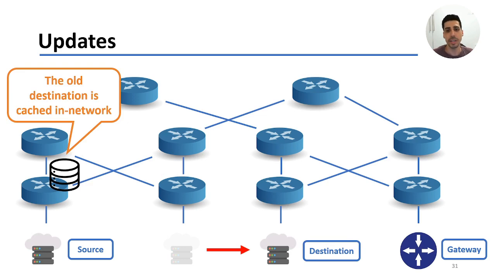Now, let's talk about updates. When a VM is migrated, the switch may hold stale mappings, which will forward packets to the wrong place. Instead of invalidating the caches in the network switches, we allow the cache to be incoherent and lazily invalidate it, so we won't flood the entire network.